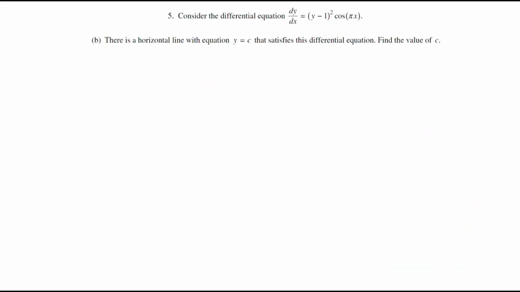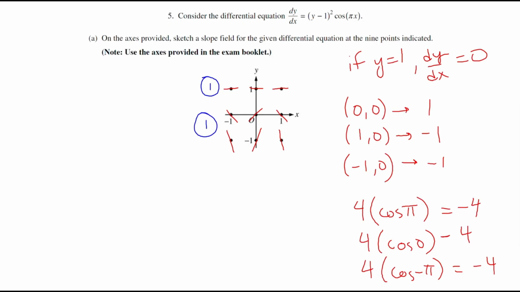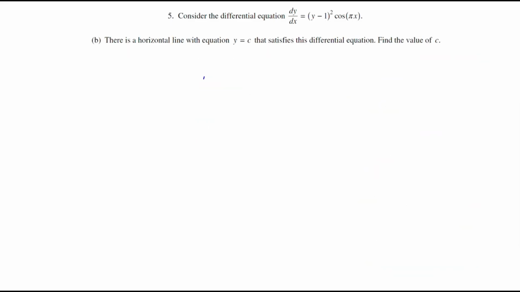In part B, it says there is a horizontal line with equation y equals c that satisfies this differential equation. There's not really any work here to do to find the value of c. If we just think about what we just did, well, what we just did is that we showed that if y is 1, we get a horizontal line. If we're on the line y equals 1, the slopes are always 0. And therefore, you can't get off that line. So that must be y equals 1, right? c is 1. And so that is our singular point there for part B. And we saw that in the slope field. So not too bad.